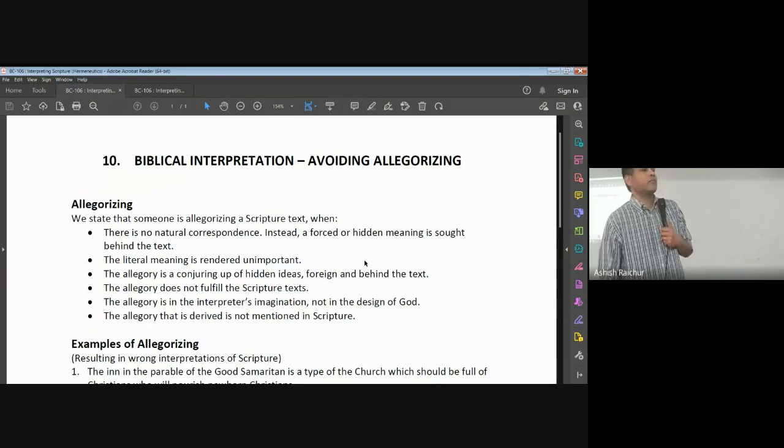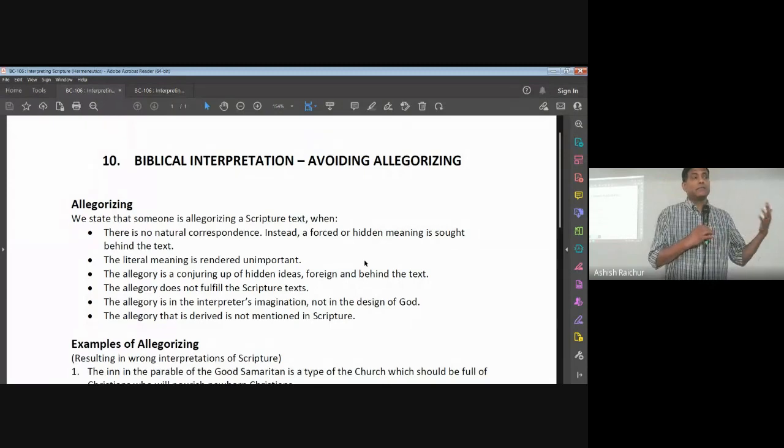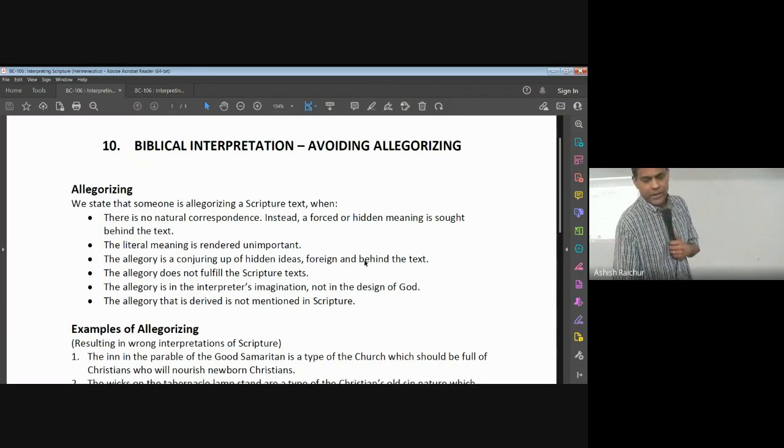Allegorizing means we are putting things into the text and drawing things out of the text that were not originally intended by the Holy Spirit or the person he was speaking or writing through. So there is no natural correspondence. There's a forced or hidden meaning. It means the person is saying, I myself am putting the meaning there, and I'm saying it is there, hidden somewhere between the lines. So I am putting the meaning in, and it's not really there.